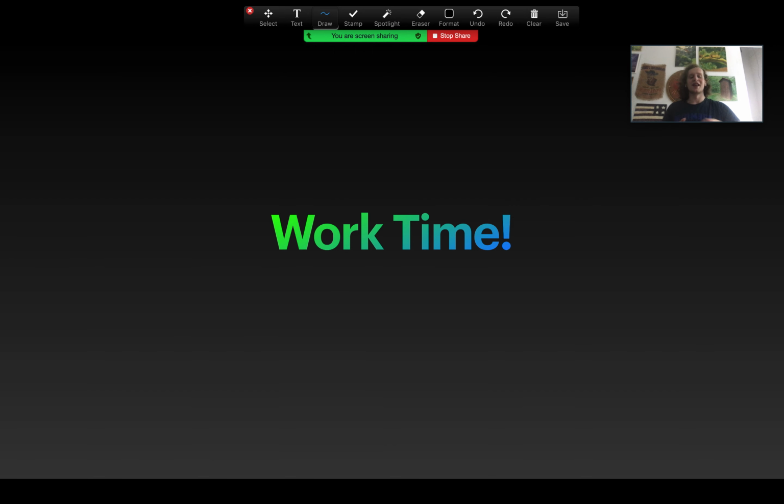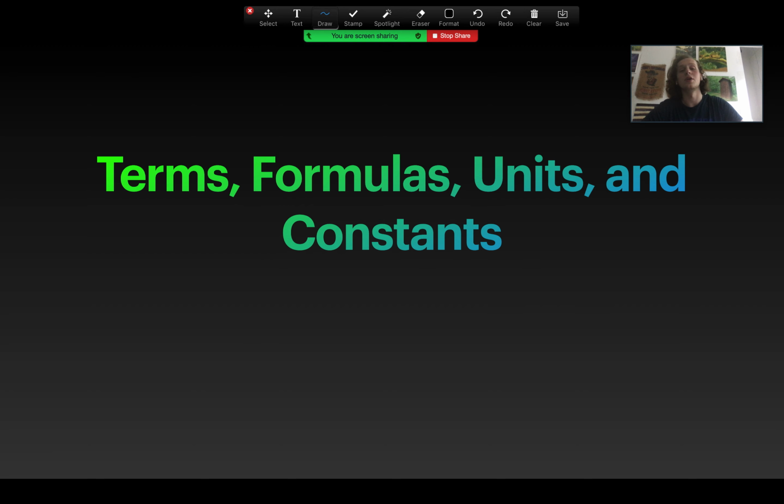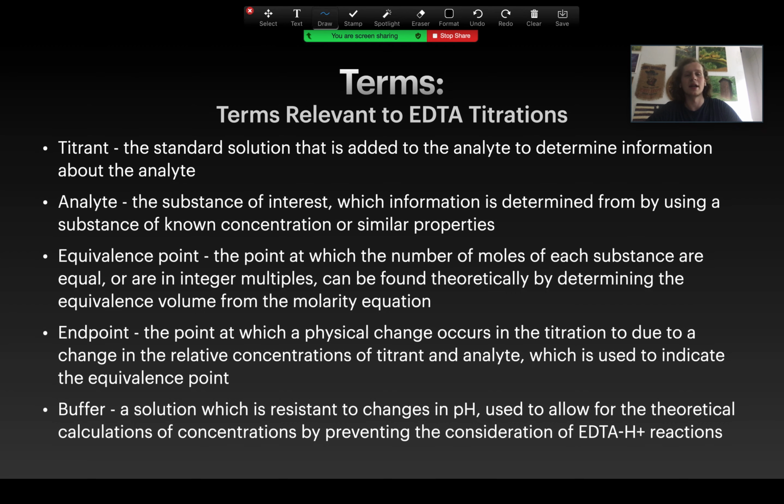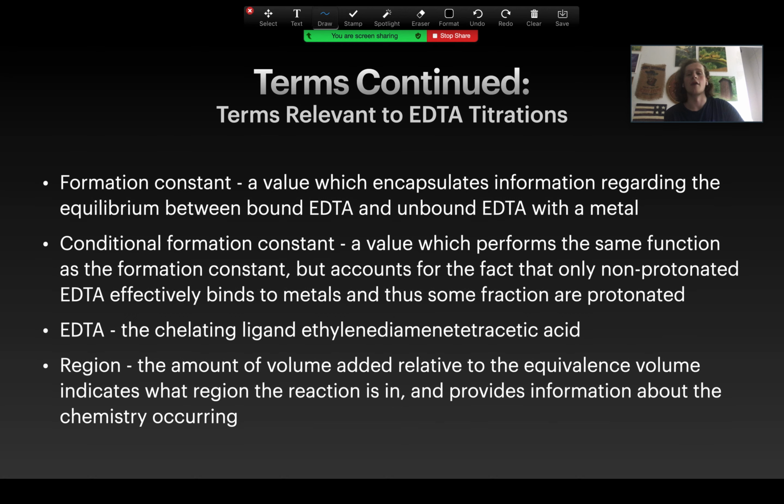All right, welcome back. Let's get to some terms, formulas, units, and constants. Here are some terms relating to EDTA titrations. Pause here if you're not familiar with all of these. These are the terms I'm going to be using: titrant and analyte, the most often used ones. Formation constant: if you're familiar with most equilibrium expressions, it's just like that. The conditional formation constant is what we're going to use because only non-protonated EDTA effectively binds to metals, and thus we care about the fraction that is not protonated. So we're going to multiply the fraction of non-protonated EDTA by the equilibrium constant.